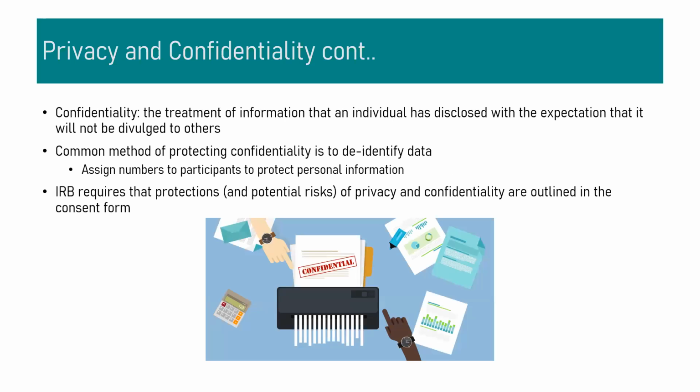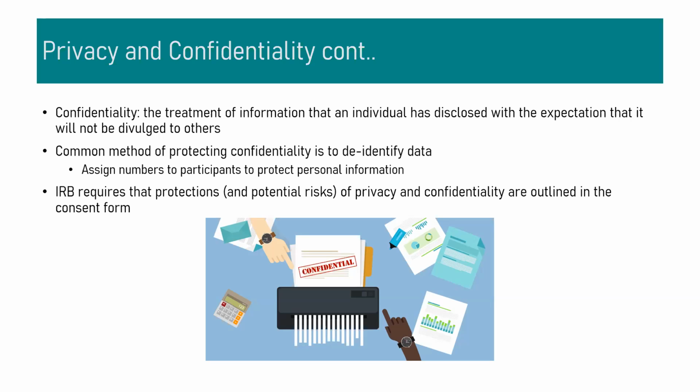Okay. So confidentiality, on the other hand, is defined as the treatment of information that an individual has disclosed with the expectation that it will not be divulged to others. So one simple way of protecting confidentiality is to de-identify your participants' information. What that means is to assign numbers to participants to make sure that the personal information they have disclosed cannot be traced back to their legal name.